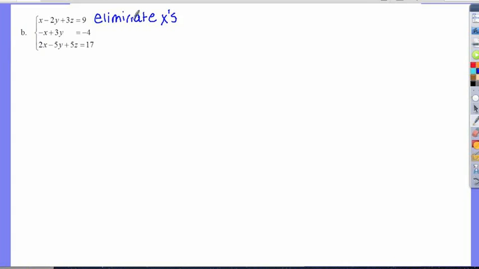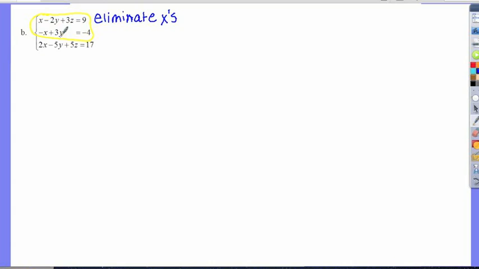Just to be consistent, I will eliminate the x's. And that's what I'm going to do on this problem. It actually works out good because if you'll notice with my first two equations here, if I add those two together, look what happens. If I add them just like they are, x plus negative x, the x's do cancel.